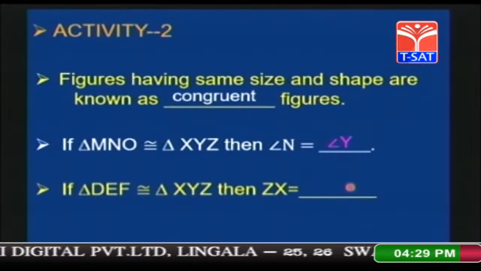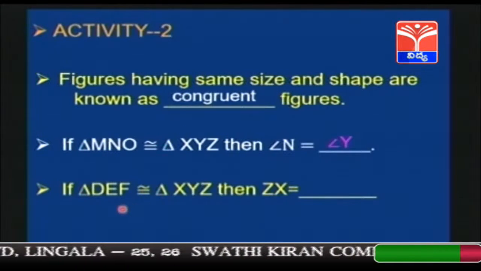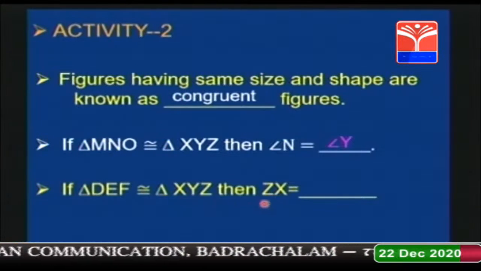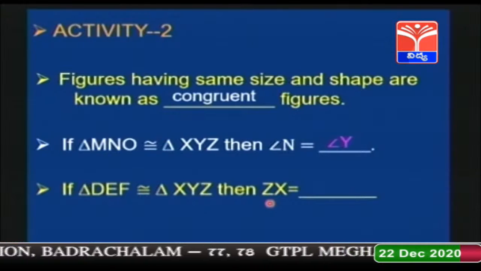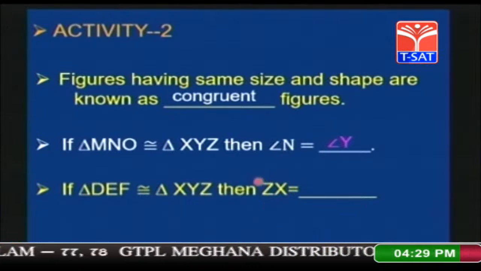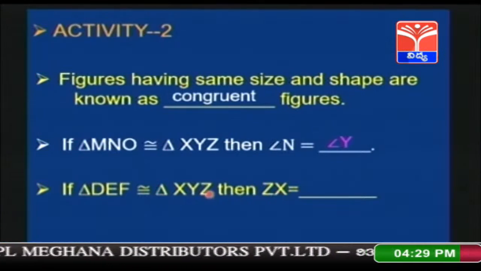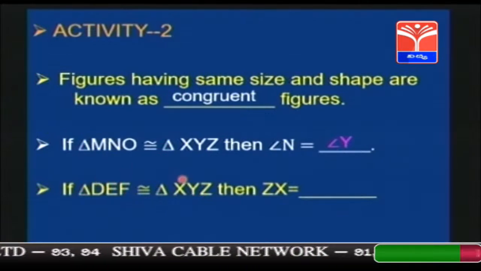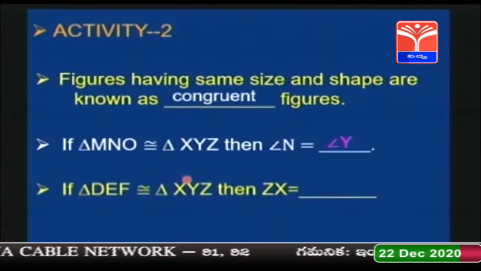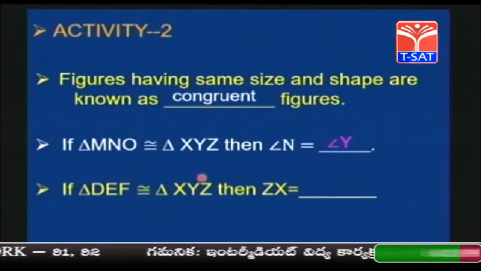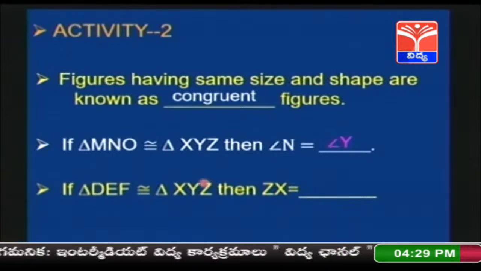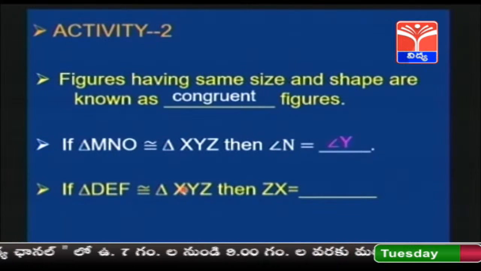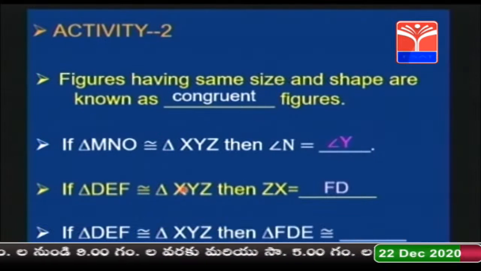Now see, if triangle DEF is congruent to triangle XYZ, then side ZX corresponds to what? So identify the congruent side of ZX. See here, D corresponds to X, E corresponds to Y, F corresponds to Z. So ZX means FD. So ZX is equal to FD.